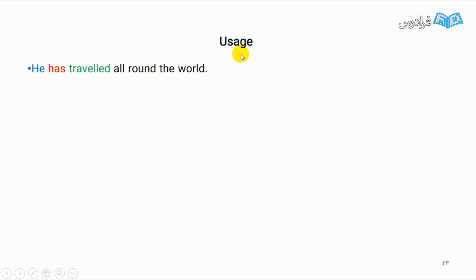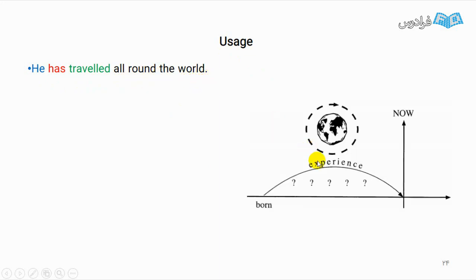Now I want to talk about different usage of present perfect. He has traveled all around the world. Look at this. When I say this sentence, I'm talking about someone's experience. But did I say when it happened? No. As I told you, it happened sometime between his birthday till now. And it is not important for us when it happened. We just want to say that we have experienced that.